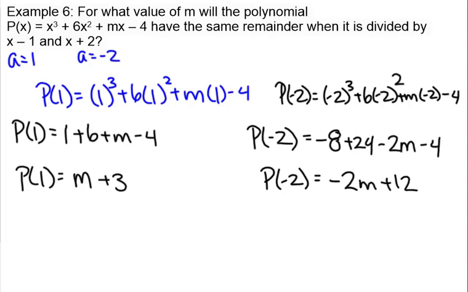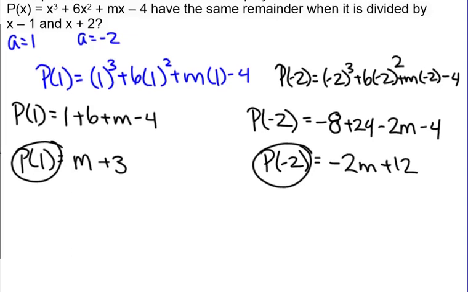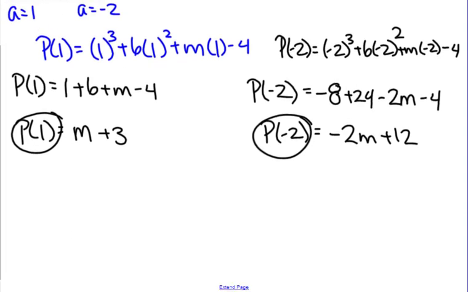Well, we want to figure out when their remainders are equal. So when that p of negative 2 and that p of 1 are equal, what is m? So we're going to use substitution. We know that p of 1 and p of negative 2 technically are the same value. It's just like saying they're y's. When they're equal, we can go m plus 3 is equal to negative 2m plus 12.